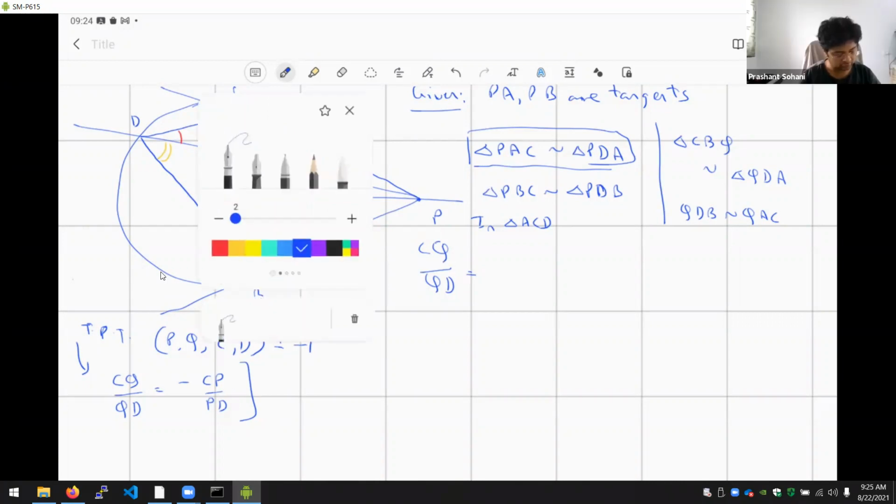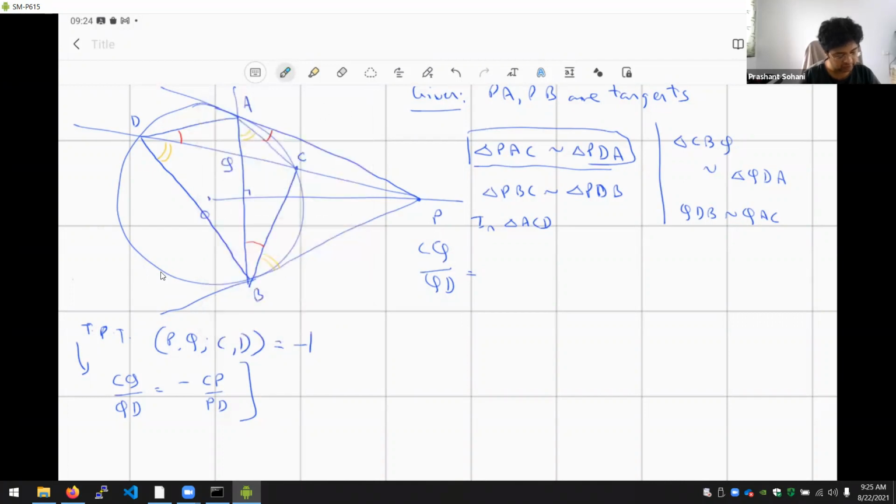So the angle which I am talking about is the orange angle which I have marked, and this blue angle. So what is it? CA upon AD into sine of angle QAC upon sine of angle QAD, correct? Or let me just write CAQ. I have to keep the order conserved. This is CQ upon QD.